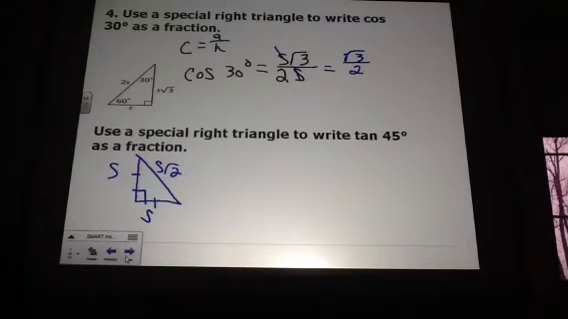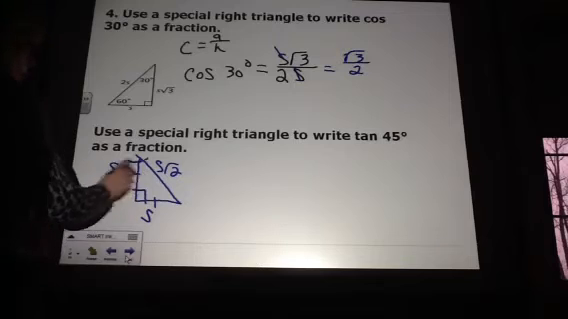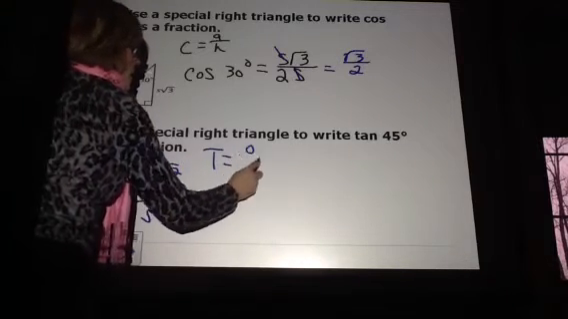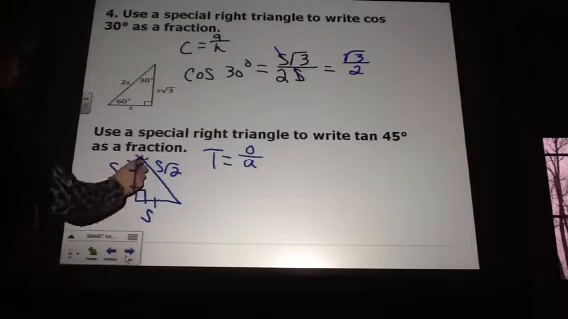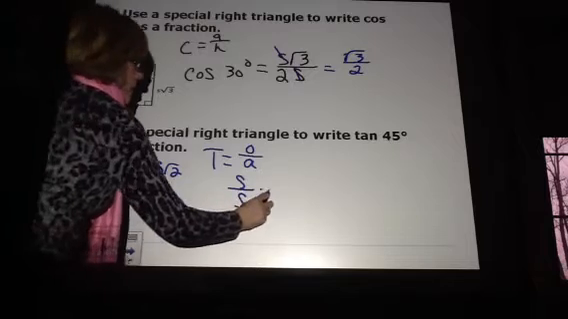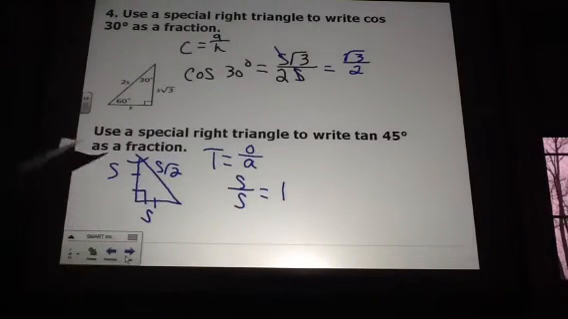Okay, so it doesn't really matter though because 45 is right here. So if we take this angle right here, we're trying to find the tangent. Remember, tangent is opposite over adjacent. So opposite this is s, adjacent is s. So the tangent of a 45-degree angle is 1.